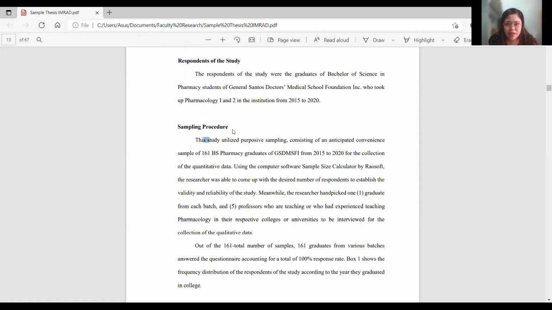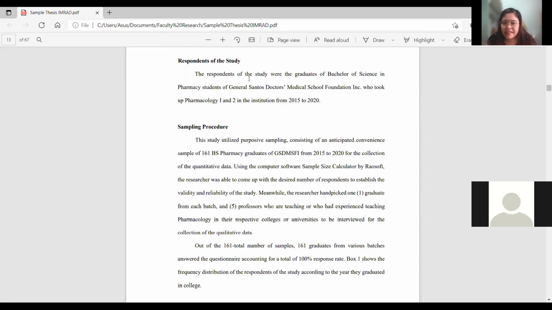But in our class, let's merge the two. You no longer need to put the header respondents of the study. Just put it under the sampling technique. But nevertheless, similar to this, the first thing to mention is who the respondents of the study are. We have here, the respondents of the study were the graduates of Bachelor of Science in Pharmacy of GSD-MSFI who took up Pharmacology 1 and 2 in the institution from 2015 to 2020.